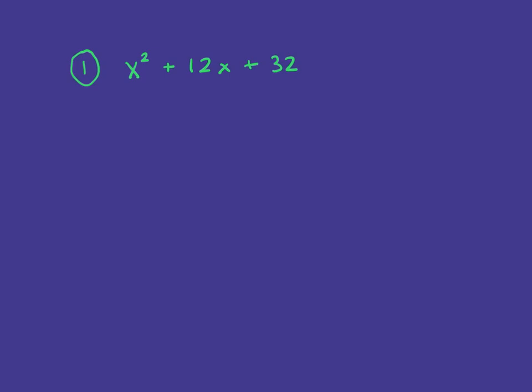Number one, x squared plus 12x plus 32. Here we're asked to factor the expression. And anytime you see that word factor in the directions, make sure you first look to see if there's a greatest common factor. In most cases, there won't be, but in a lot of cases, there may be something that you can take out of all of these terms.